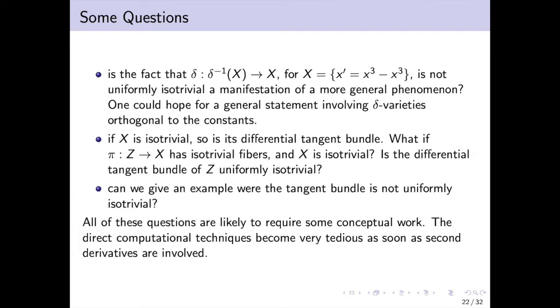Right, so there's, again, a collection of questions about this. The first one that I think is interesting is the fact that this weird example is not uniformly isotrivial. It seems that it should be related to the fact that, again, x is orthogonal to the constants, which, again, I won't define, but says that x has nothing to do with the constants. One could hope for a general statement here. In fact, Rémi Jaoui, who is a postdoc at Notre Dame, I think, has something along these lines.